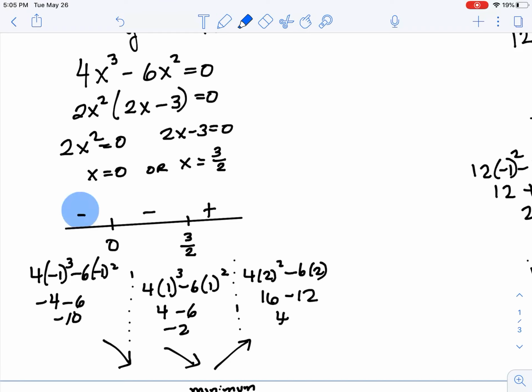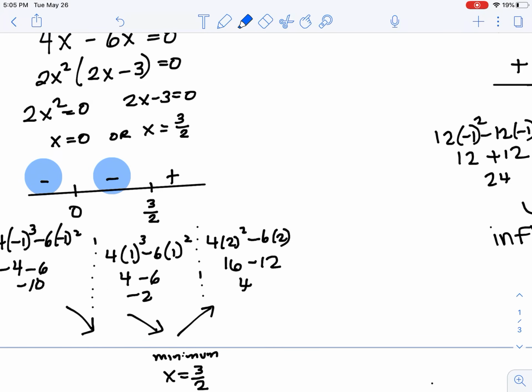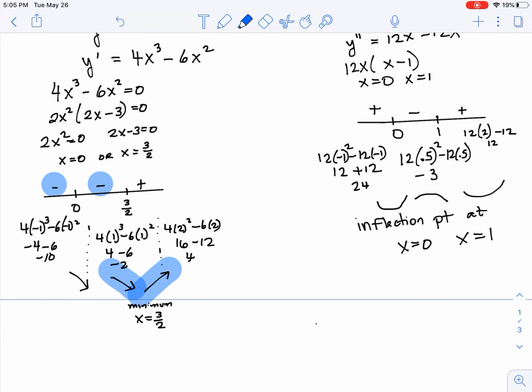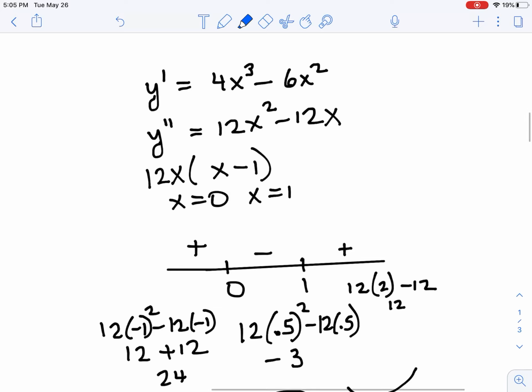Now notice, both of these are negative. So negative, negative, that means I do not have any sort of maximum or minimum because they're both in the same direction. Okay? And then I picked a number to the right and it was positive. So if you go from negative to positive, that's going to be a minimum at x equals 3/2. You might have to listen to this again and stop it and kind of make sure it makes sense in your brain.